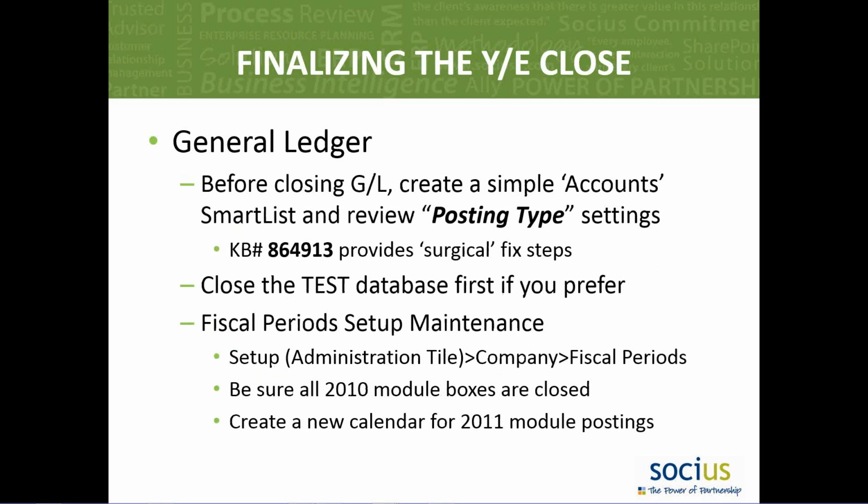And here you can see that I actually do mention, before you close the year-end in the general ledger, create a simple account smart list and review posting type, because that really does have an effect, whether it's balance sheet or profit and loss. And I do want to assure you that even if you miss one and it's set up wrong, there are actually ways, and there are some knowledge-based articles, where you can fix it after the fact if you forgot to change one or missed one.